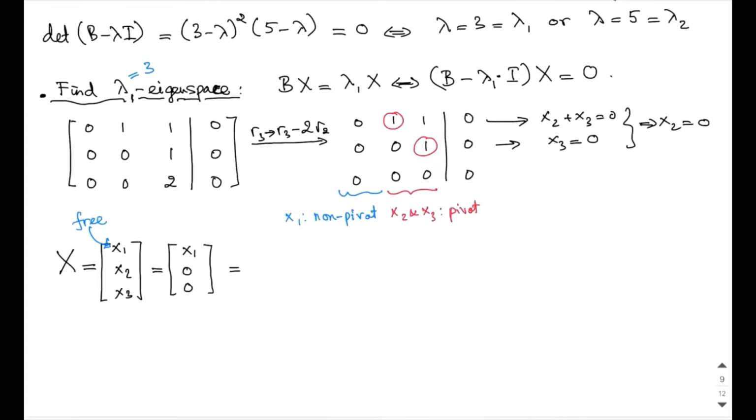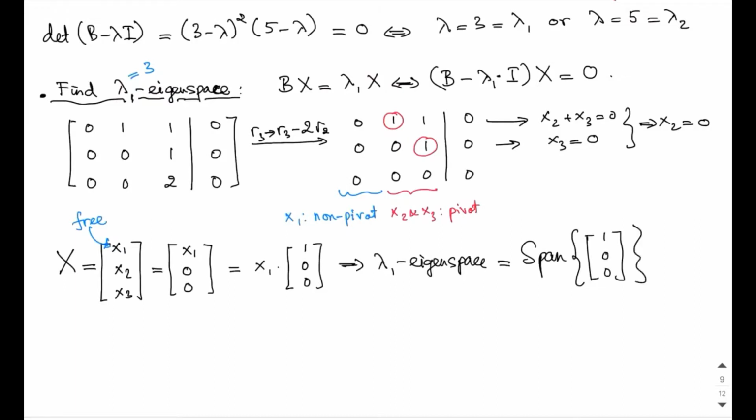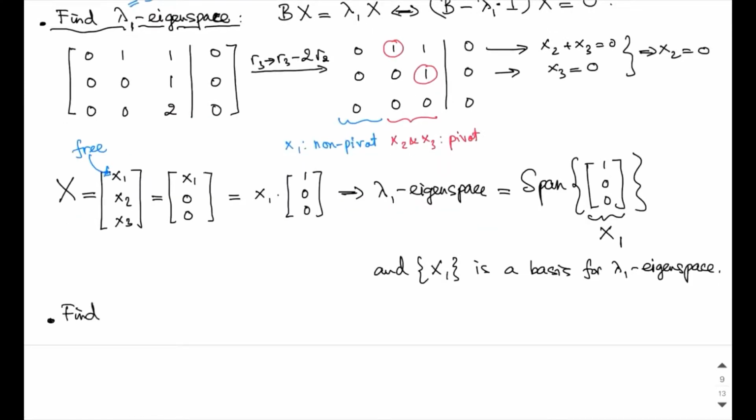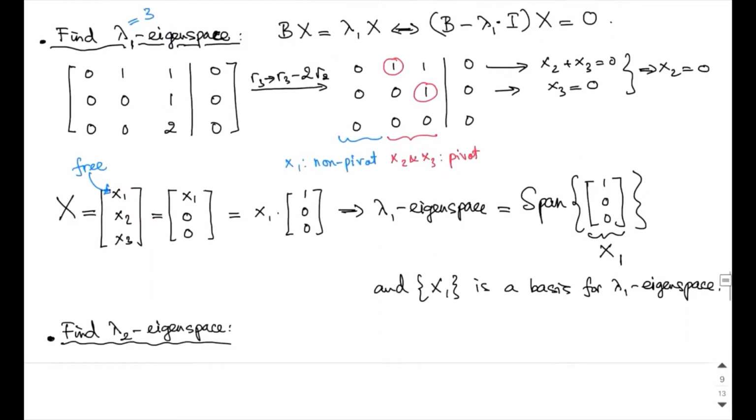And so every vector in this lambda 1 eigenspace, the solution set of this equation, is going to be expressed as x1 times the vector 1, 0, 0. This implies that the lambda 1 eigenspace is in fact just the span of that only one vector 1, 0, 0. If we call this one vector x1, then we also know that x1 is a basis for the lambda 1 eigenspace. All right, so next we are going to find the lambda 2 eigenspace. Remember, lambda 2 is 5.